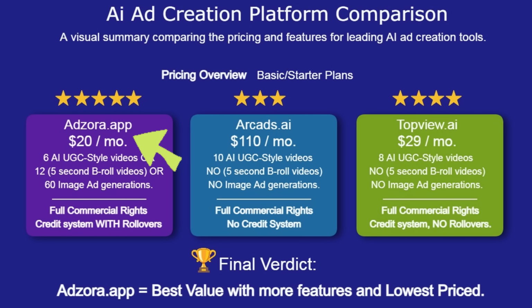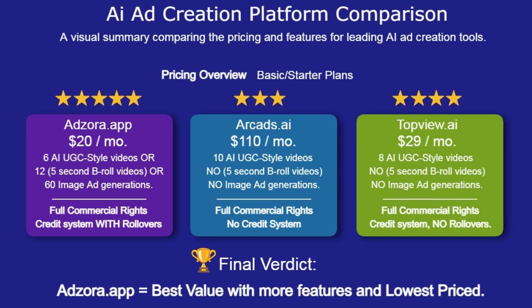Starting with Adzora.app, which comes in at just $20 per month. For that price, you're getting up to 6 AI UGC style videos, or 12 5-second B-roll videos, or 60 image ad generations. That's a lot of flexibility, whether you want to test new product visuals, create scroll-stopping short-form content, or scale ad variations quickly. On top of that, Adzora includes full commercial rights and a credit system with rollovers, meaning any unused credits carry over into your next billing cycle. That's a big deal because most platforms reset your balance monthly and you end up losing unused credits.